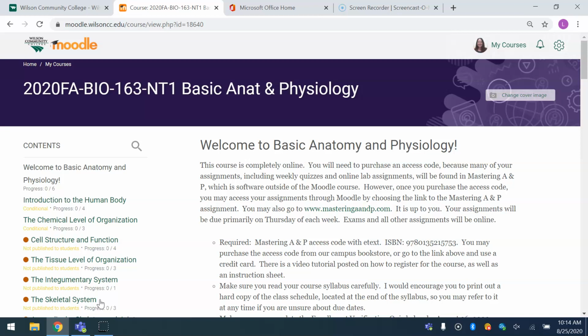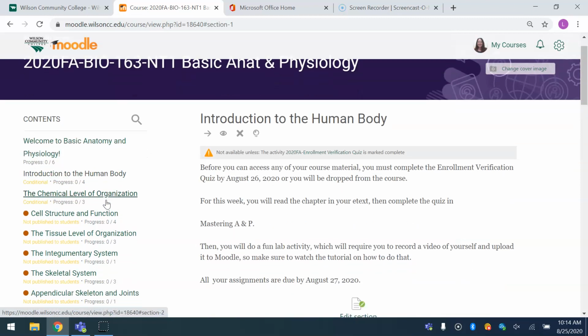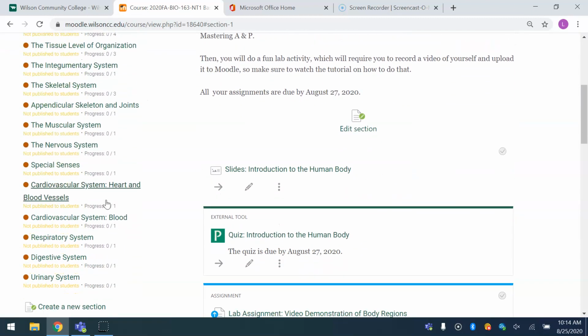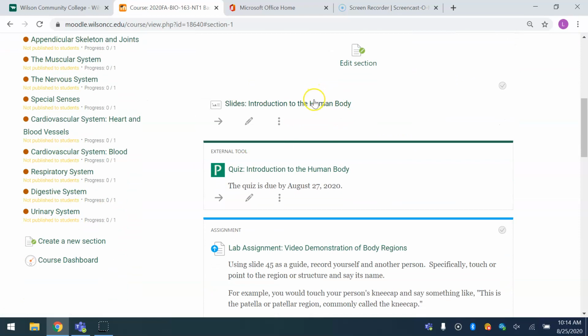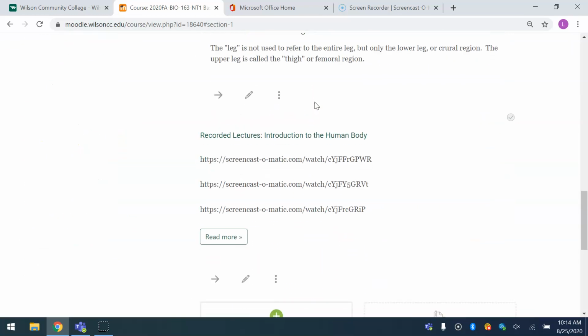Well, let's just say you go to the first chapter, Introduction to the Human Body. I've clicked on the first chapter. Now, there are slides that you can look at. And then if you scroll all the way down, there are recorded lectures that you can watch.